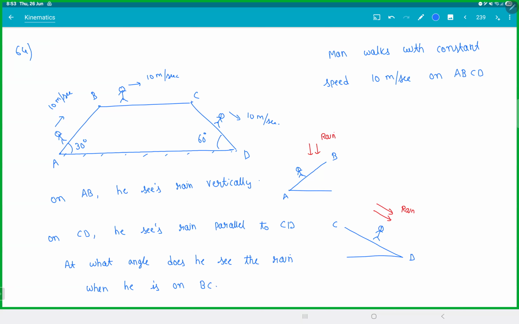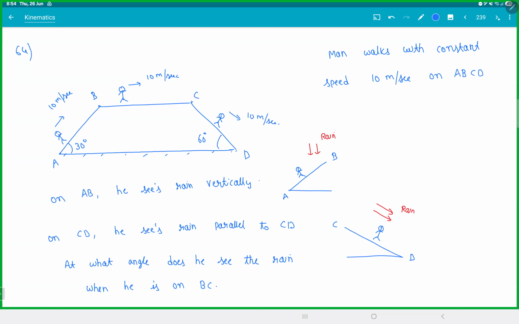I don't think you'll get a good angle, right? Why are you guys getting such good angles? 30s and 60s and 45s, interesting. First of all, how is the rain actually falling? Did I say the rain is falling vertically? When you are walking on AB, he thinks rain is falling vertically. I never said rain is actually falling vertically.